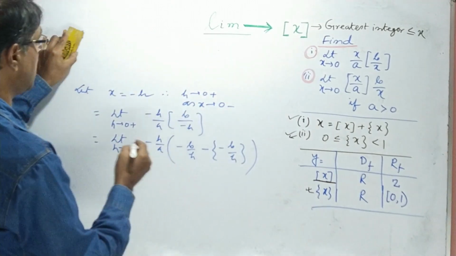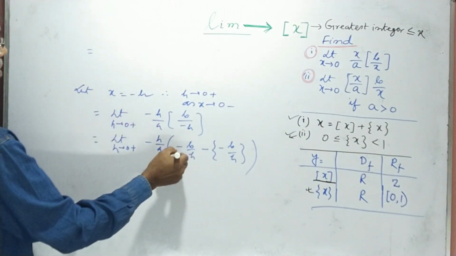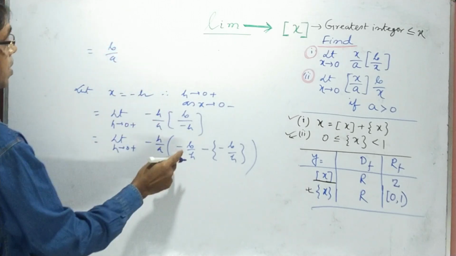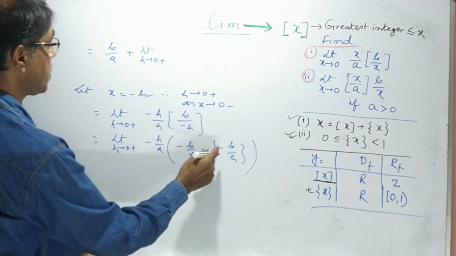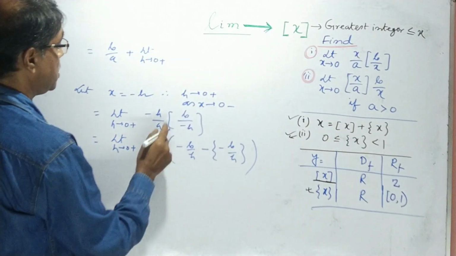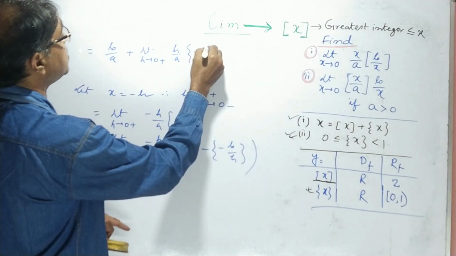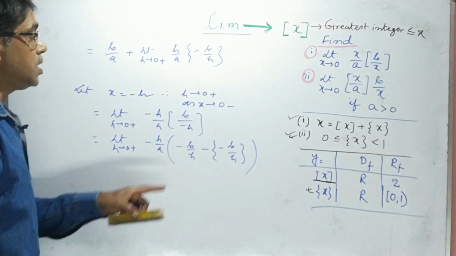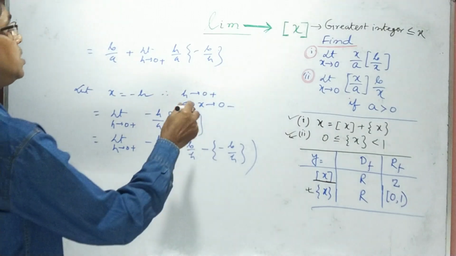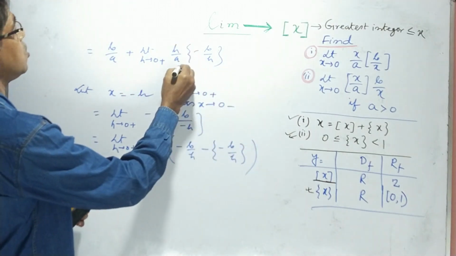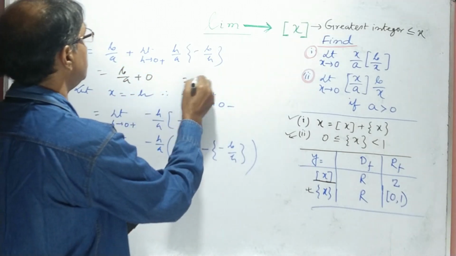So this equals b by a, and limit h tends to 0 plus of h by a into the fractional part of minus b by h. Similarly, the fractional part of b by h also lies between 0 and 1. For the same reason this also equals 0, so b by a plus 0, that is equal to b by a.